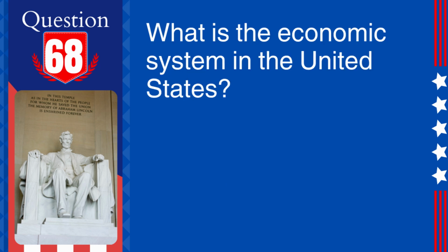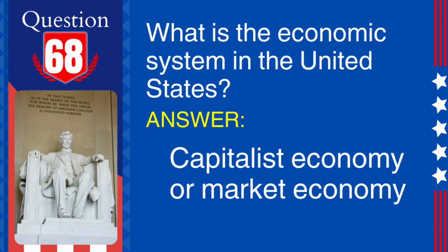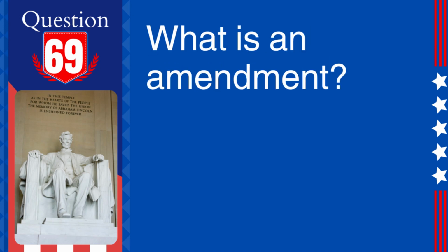68. Question: what is the economic system in the United States? Answer: capitalist economy or market economy. Explanation: the United States operates a capitalist or market-based economy where private individuals and businesses control the production and distribution of goods and services.